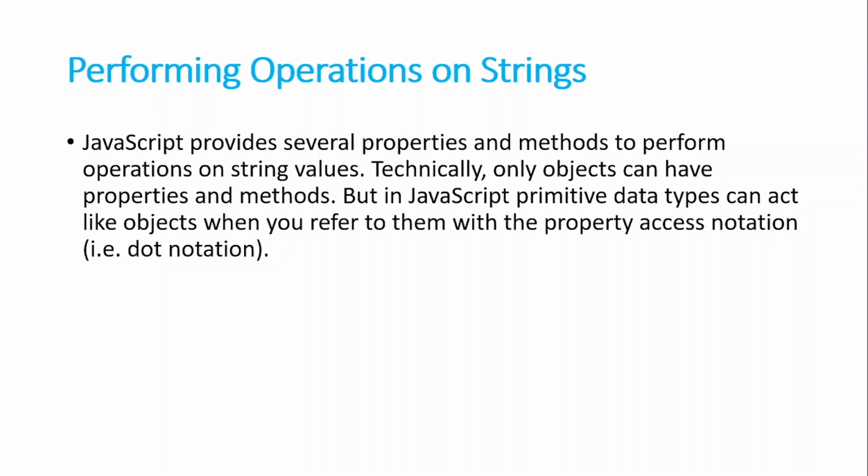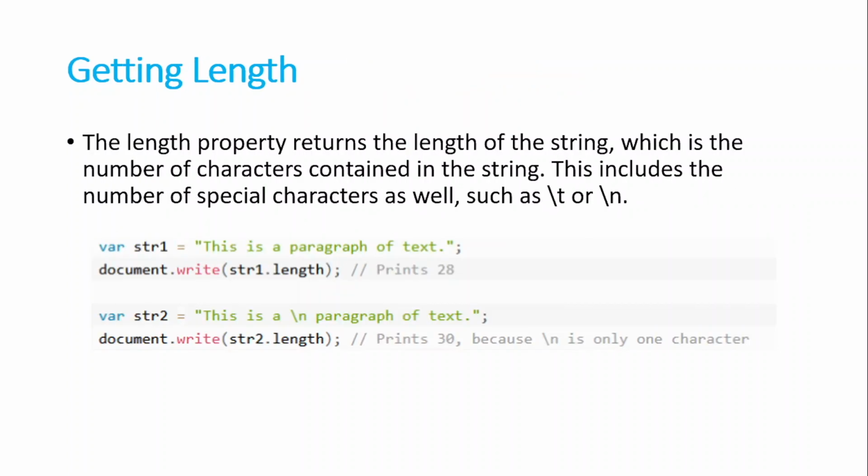dot notation. So if we use a dot on a string, then we can access the properties or the methods assigned to that particular primitive data type, which we can easily access by this dot notation.